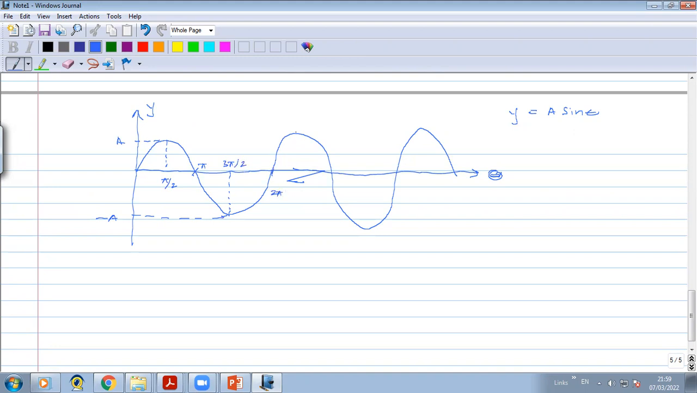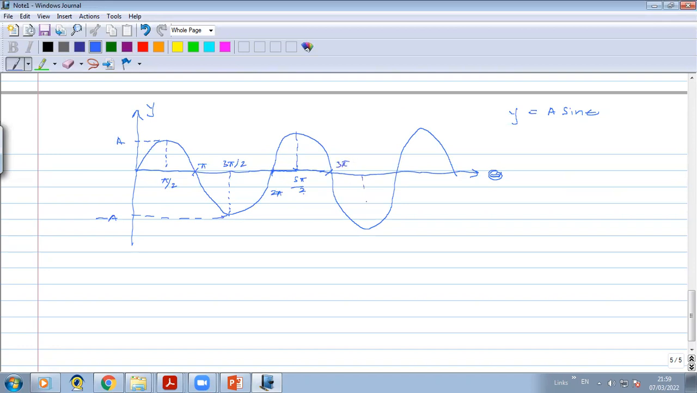Now what is this point? It is 2π plus another π/2, that means 5π/2. Here it is 5π/2 plus another π/2, that means 6π/2, that means 3π.